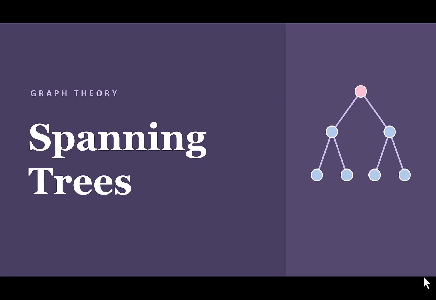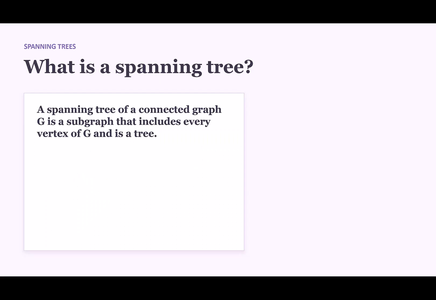Hi everybody, in this video we're continuing our talk about trees by looking at spanning trees. Our main idea is that many graphs are not trees, but we can form a tree by looking at a subgraph of the connected graph. A spanning tree of a connected graph G is a subgraph that includes every vertex of G and is a tree, which gives us a few key ideas.